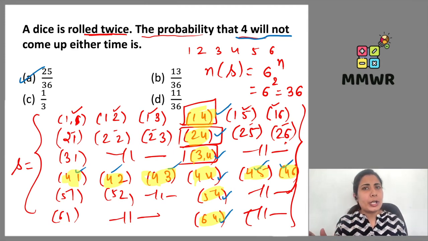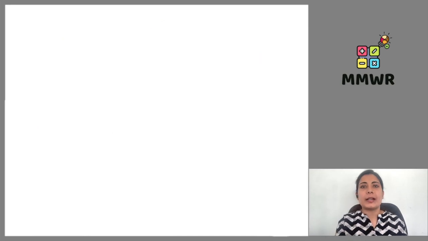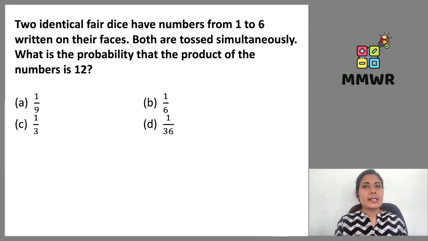So 4 should not come up either the first time or the second time. So that is why 4 should not come up either time. So 25 upon 36, out of 36, 25 chances are there जिसमें 4 नहीं आएगा, right? Let's move to the next example.